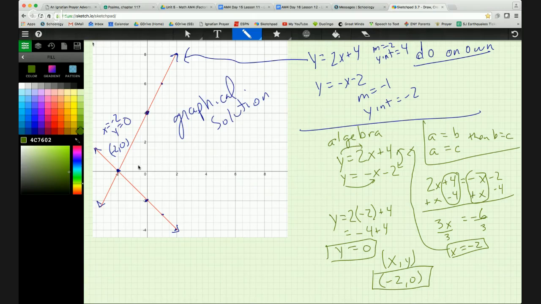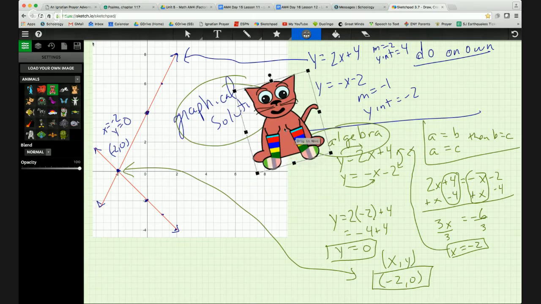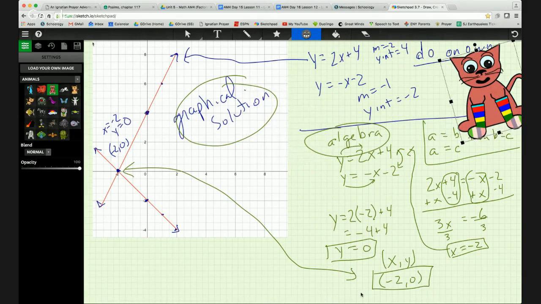And lo and behold, our algebraic solution and our graphical solution are the same. Again, happy cat. Cool. So you should be familiar and comfortable with doing these two kinds of equations. And then we're going to move along and look at something that's a little bit different.